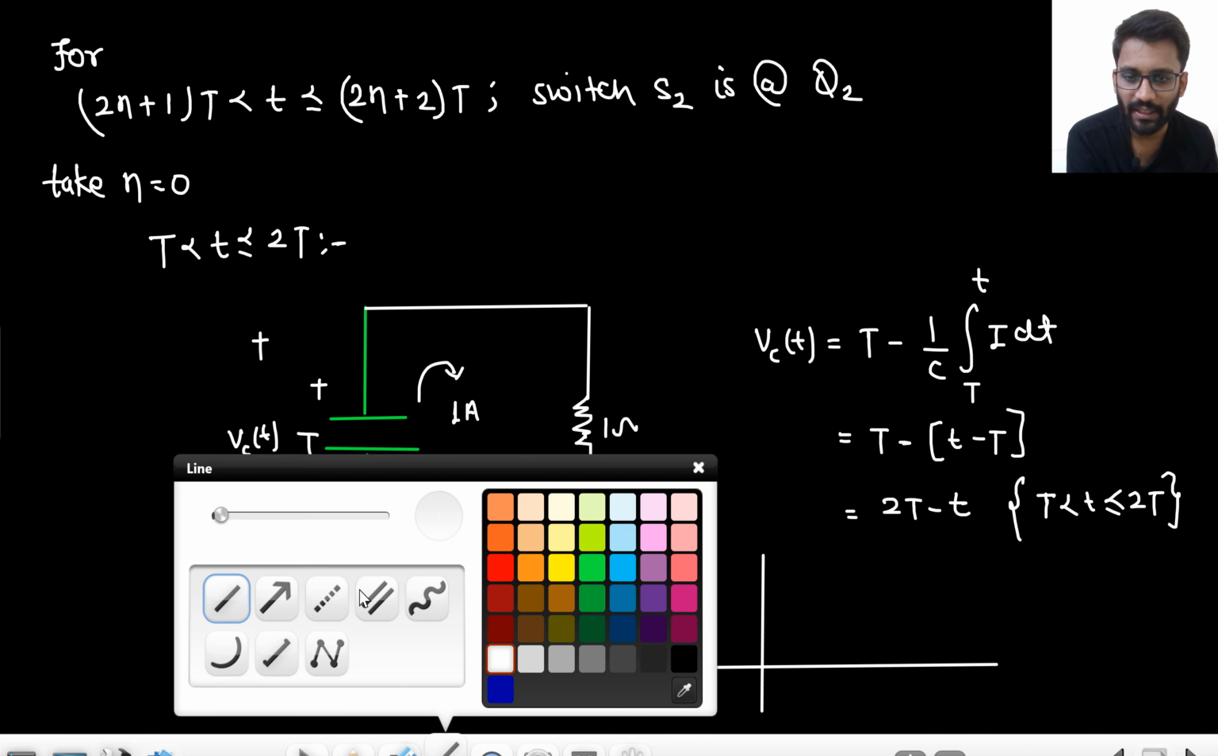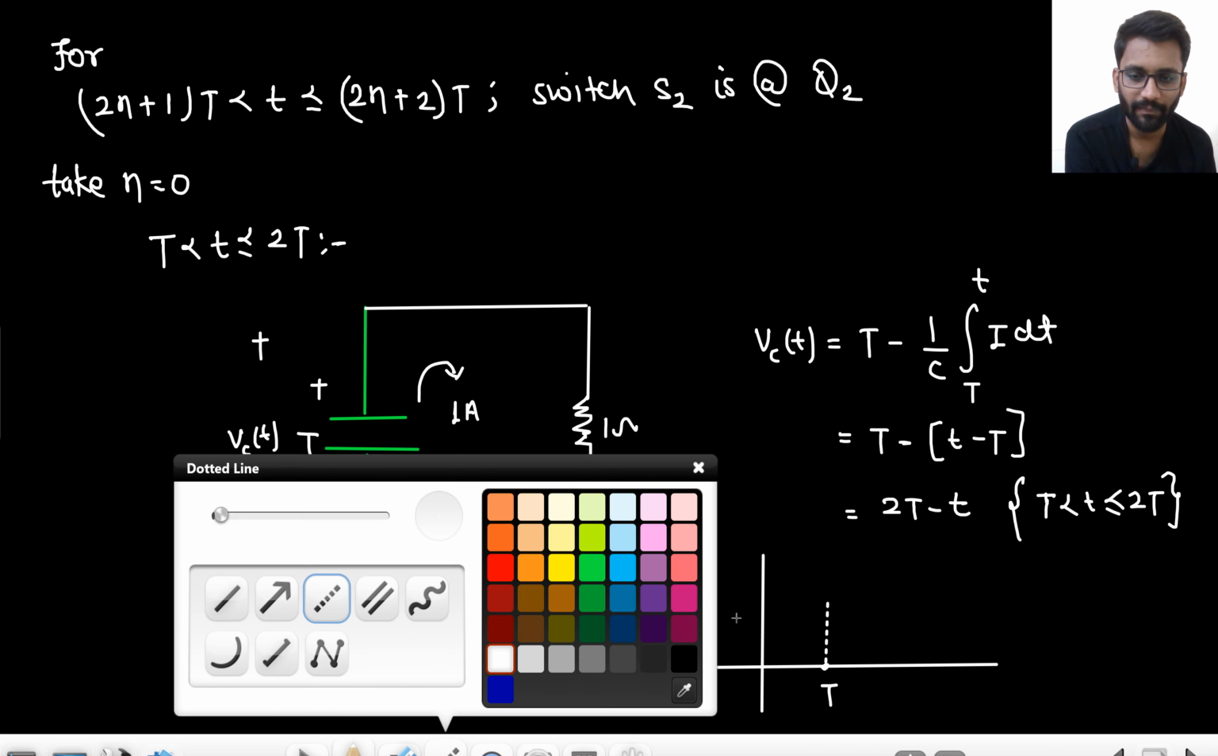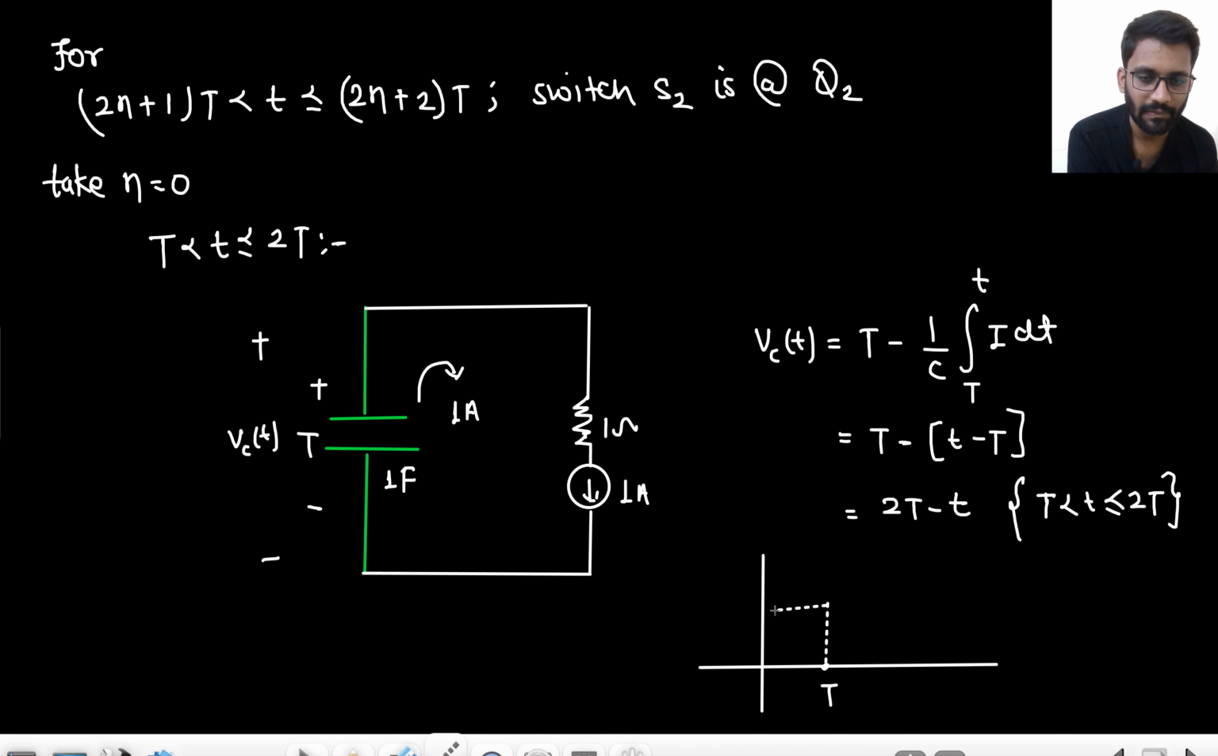So basically we will start from T now. From here we will start. From T we are starting. What will be the value at T? That would be T only. VCT we are talking about. So value at T is T only. What will be the value at 2T? At 2T we will have 0 voltage.